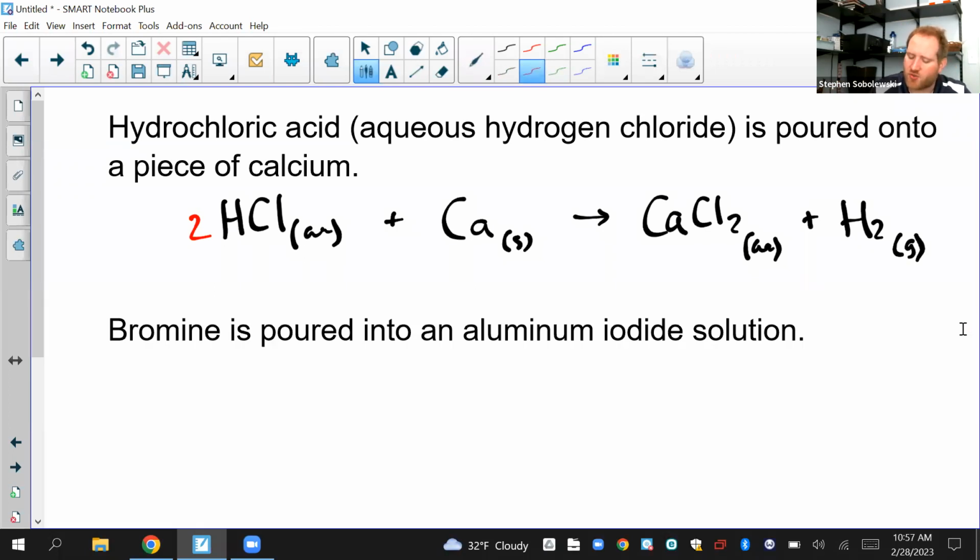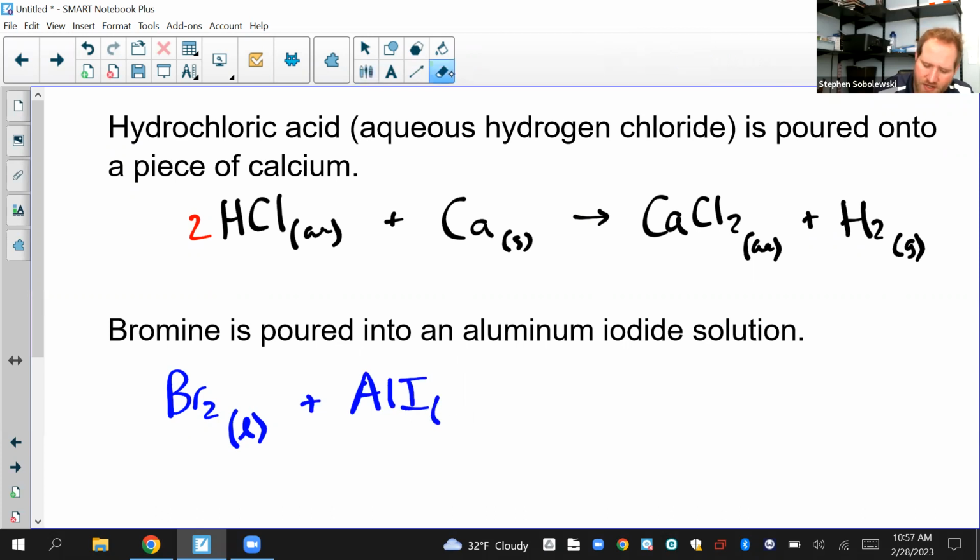Bromine is poured into an aluminum iodide solution. Bromine is Br2, that's a diatomic. If you were to check the color, that would be blue letters, which is liquid. And I kind of hinted at that saying it's poured. Bromine is poured into an aluminum iodide solution. So AlI3 aqueous.